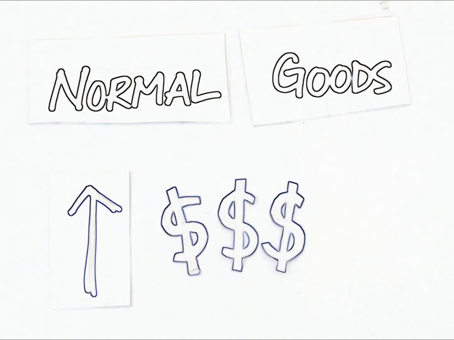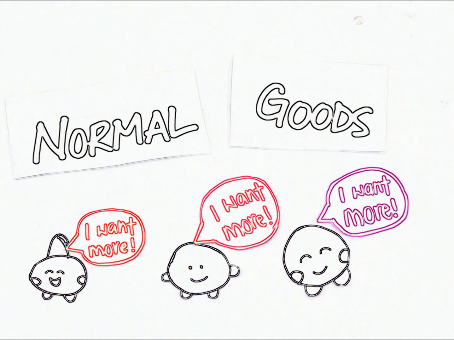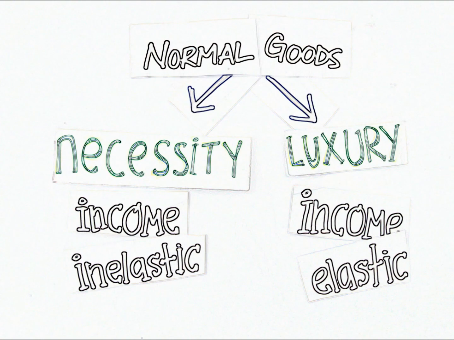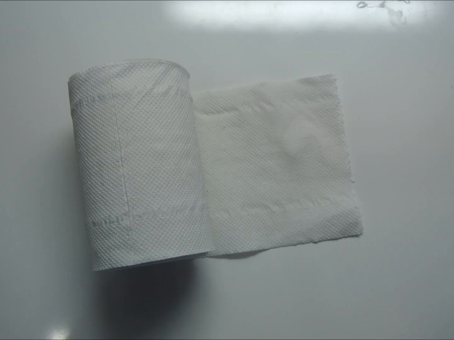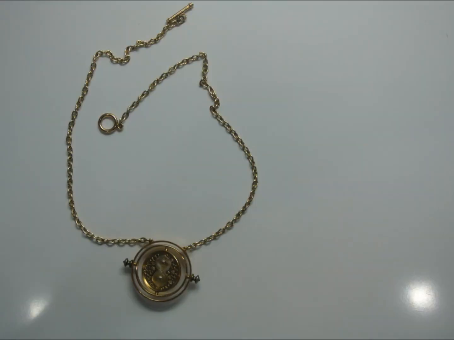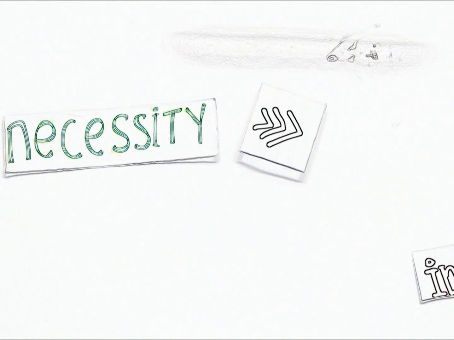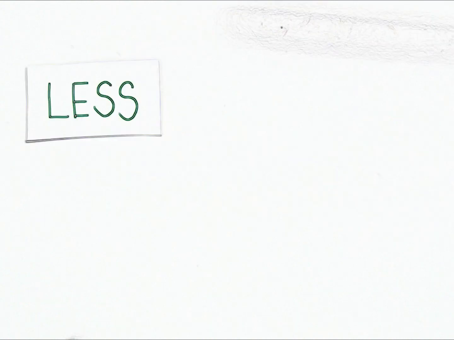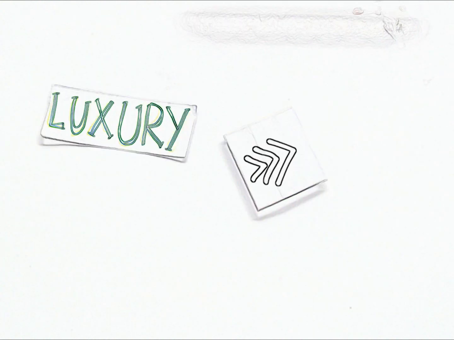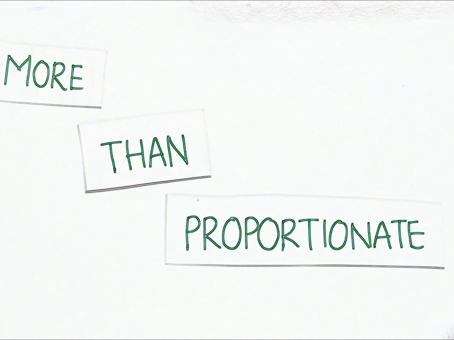Normal goods are goods whose demand increases with an increase in consumers' income. They consist of necessity and luxury goods, where necessities are income inelastic, while luxury goods are income elastic. Some examples of necessity and luxury goods are shown. A good is income inelastic when a change in consumers' income causes a less than proportionate change in its demand. A good is income elastic when a change in consumers' income causes a more than proportionate change in its demand.